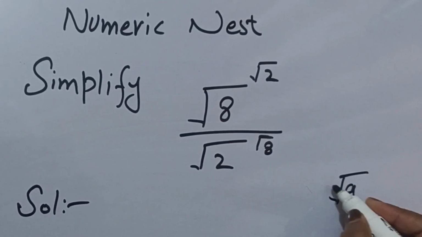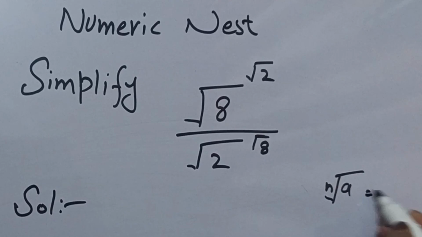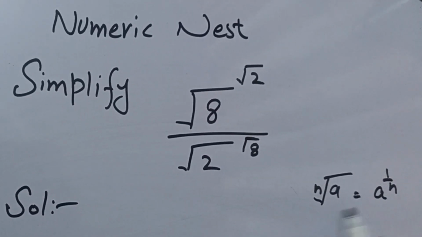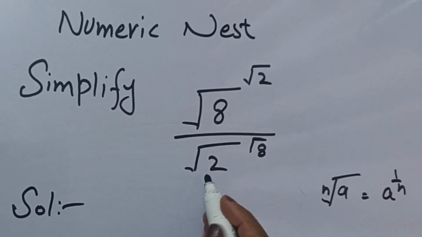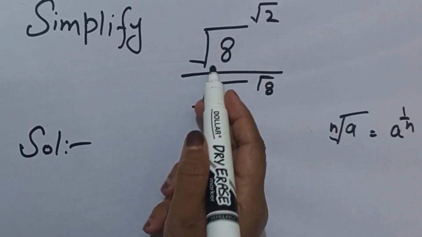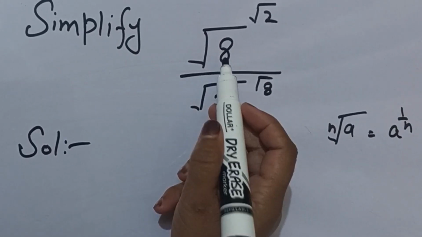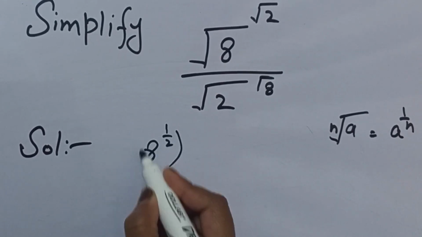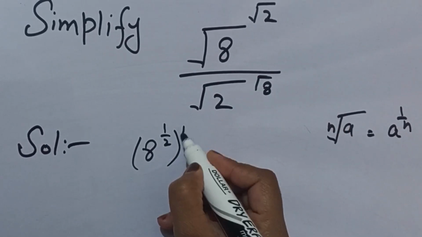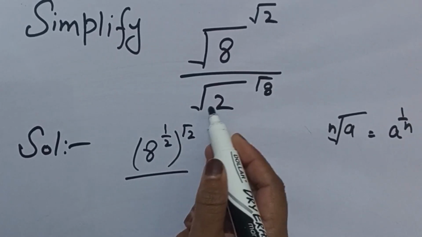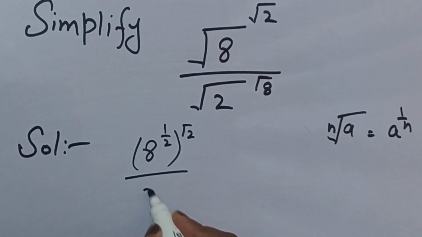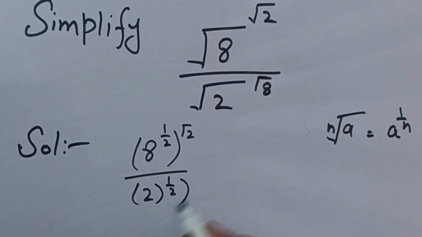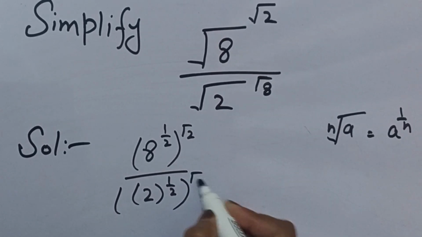nth root of a. We write this as a raised to the power 1 over n. We apply this identity on numerator and after that on denominator. So we write this square root 8 as 8 raised to the power 1 over 2, and its again power is square root 2, and we write this square root 2 as 2 raised to the power 1 over 2, and its again power is square root 8.